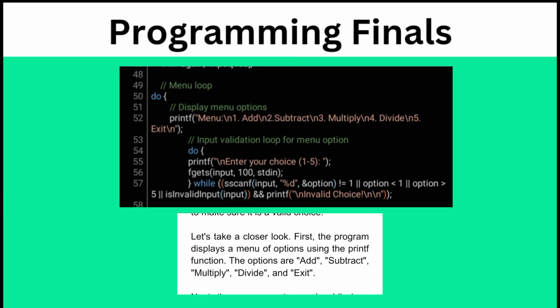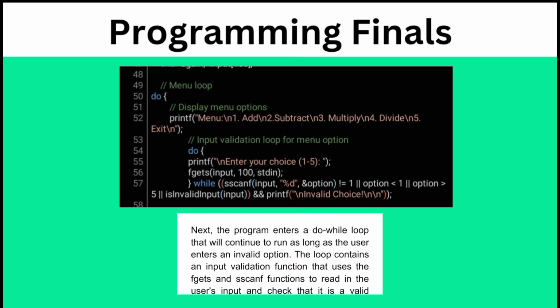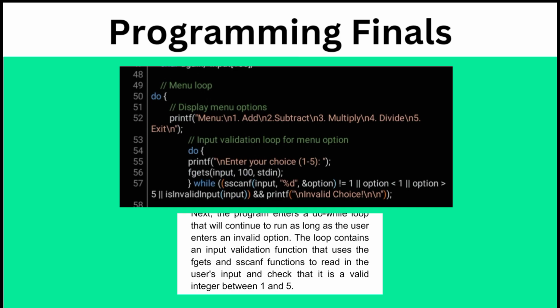First, the program displays a menu of options using the printf function. The options are add, subtract, multiply, divide, and exit. Next, the program enters a do-while loop that will continue to run as long as the user enters an invalid option. The loop contains an input validation function that uses the fgets and sscanf functions to read in the user's input and check that it is a valid integer between 1 and 5.